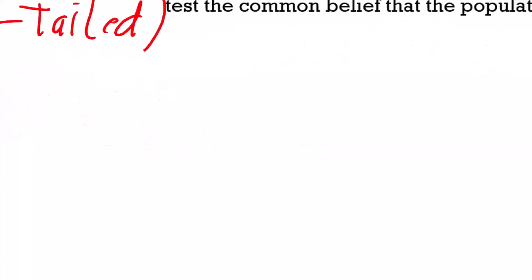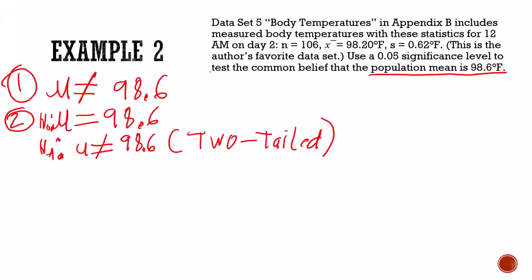Okay, step 3 is, whoa, always the easiest step. It is to identify the significance level, which is easy here. It is 0.5.